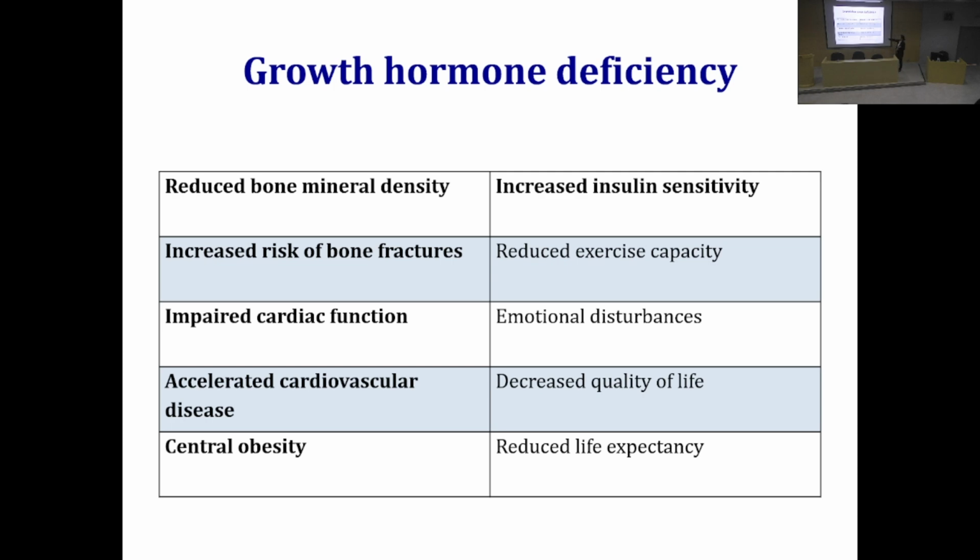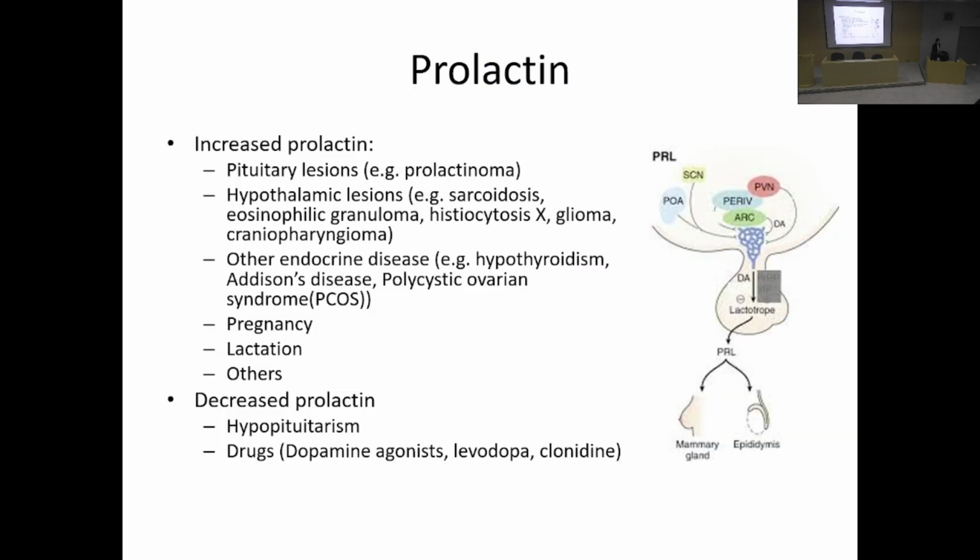And these are some of the clinical features that you may encounter in a child with growth hormone deficiency. So this includes reduced bone mineral density, and with that you could have increased risk of fractures, obesity, increased insulin sensitivity with deficiency. And among others, of course, emotional disturbance, reduced exercise capacity, impaired cardiac functions, and so on.